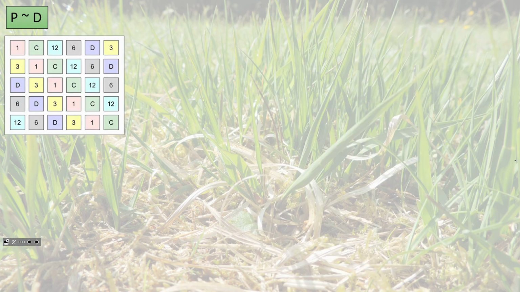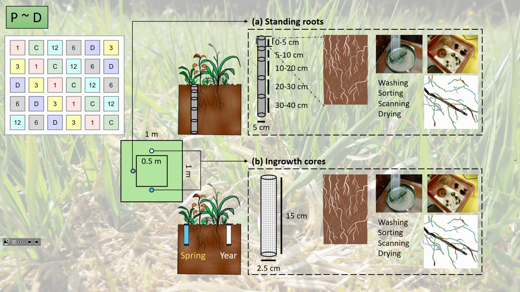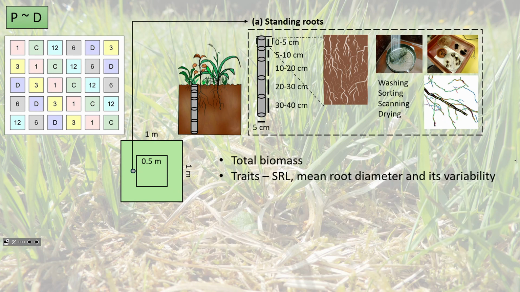So in exactly the same experiment, we looked below ground. We did two types of coring, one for standing root biomass and one for in-growth cores, where we looked at the resilience of the community. But I'm not going to talk about resilience, so we'll just look at, again, the simplest possible link between diversity and total productivity.